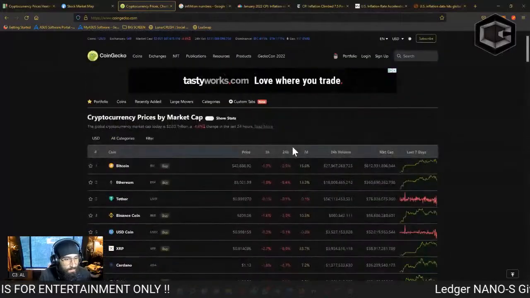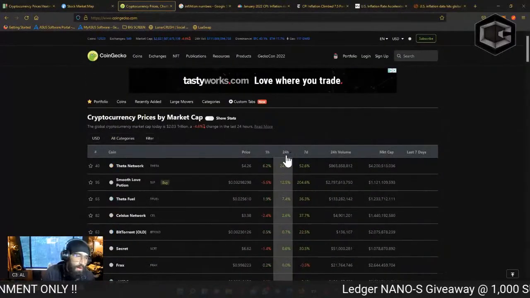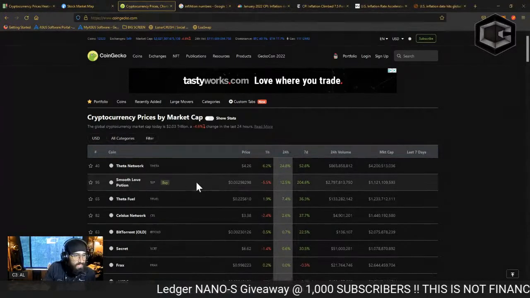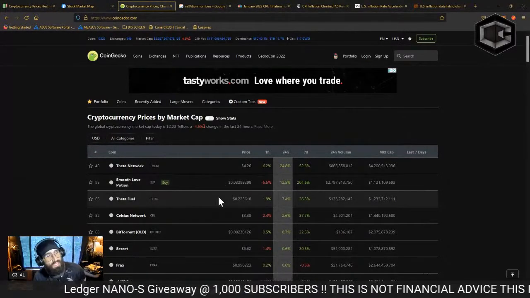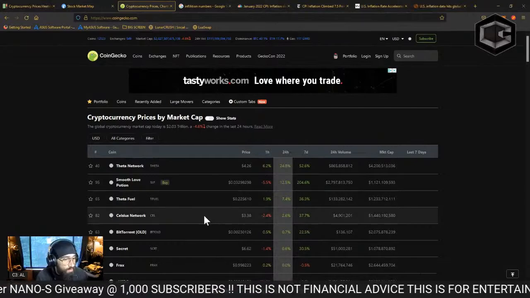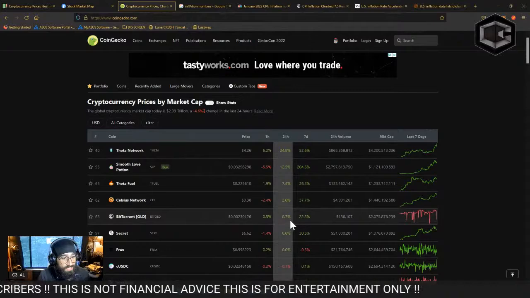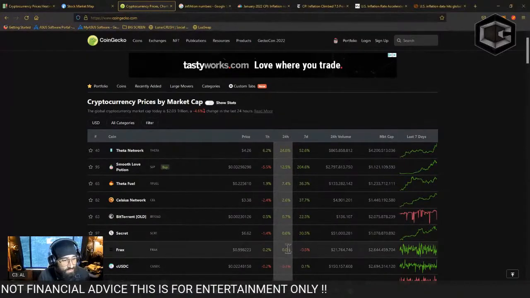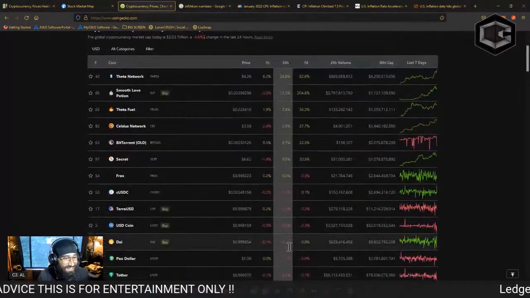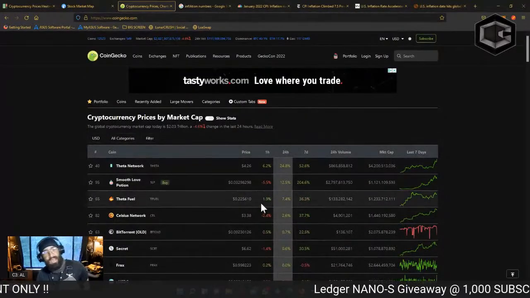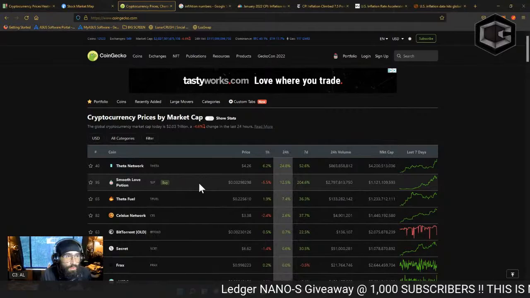In fact, let's just go ahead and bypass that process, click this 24-hour button, and we'll see that Theta's up 24% like we were looking at, SLP's up 12.5%, Theta Fuel is up 7.4%, and Celsius Network 2.6%. BitTorrent old is 0.7%, Secret 0.6%, and ladies and gentlemen, it just gets ugly from there. So pretty brutal for that to be all that we have in the green in cryptos.